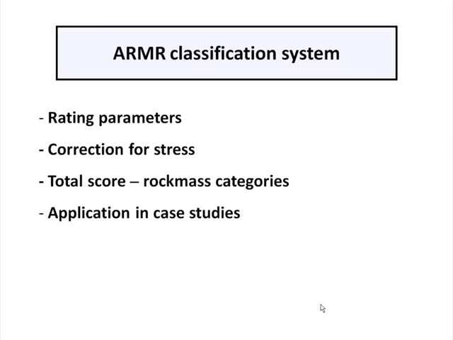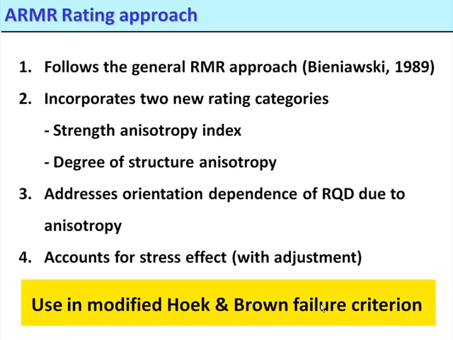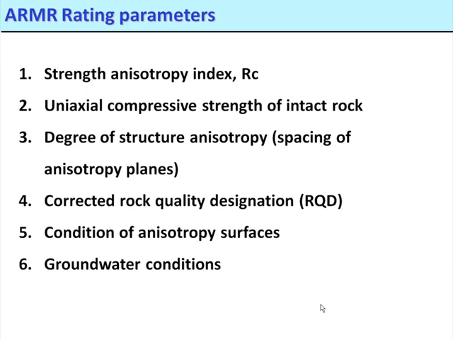I will move on to present the anisotropic rock mass rating classification system. The system follows the general rock mass rating approach proposed by Bieniawski in 1989. It incorporates two new rating categories, practically the strength anisotropy index and the degree of structural anisotropy. It addresses orientation dependence of the rock quality designation due to anisotropy, and it also accounts for stress effect. Of course, the system is used in the modified Hoek-Brown failure criterion for a rock mass.